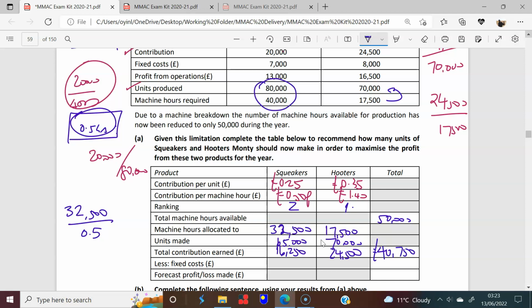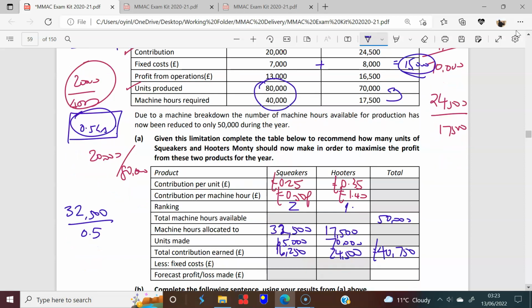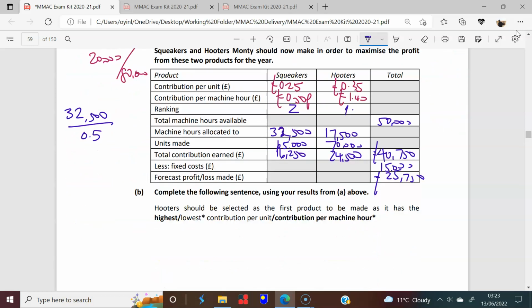The total fixed cost is given to us here. You have 7 and 8, so these are fixed costs. They are not going anywhere. You have to pay them, 15,000, and they are irrelevant per unit. We add those together, and then the forecast profit is the contribution minus that, which is 25,750. Right, that's that.